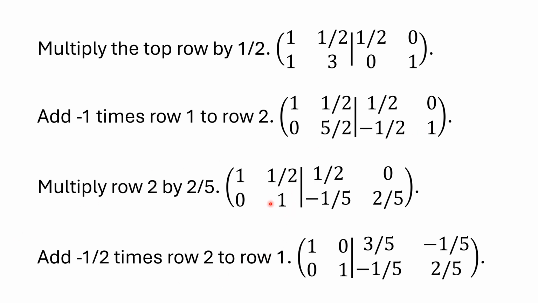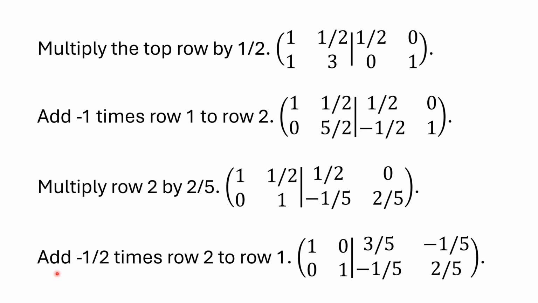Now we're going to go to the next pivot point right here. We want to get this to be a 1. So we're going to multiply by 2/5. We don't want to mess anything up here, so this row is going to stay the same in this operation. So 2/5 of 0 is 0. 2/5 of 5/2 is 1. 2/5 of -1/2 is -1/5. And 2/5 of 1 is 2/5.